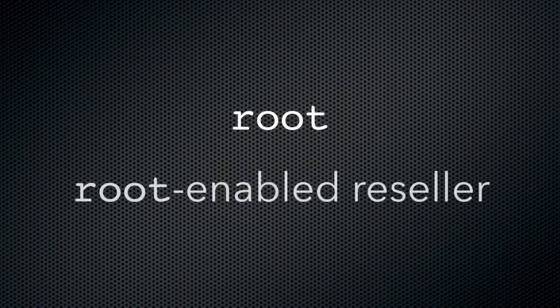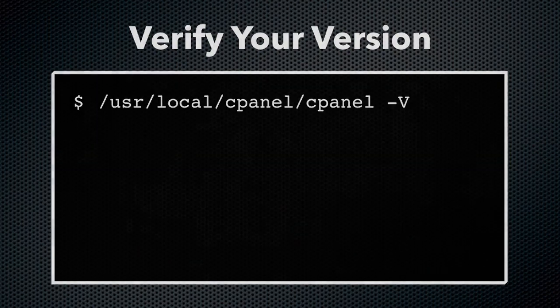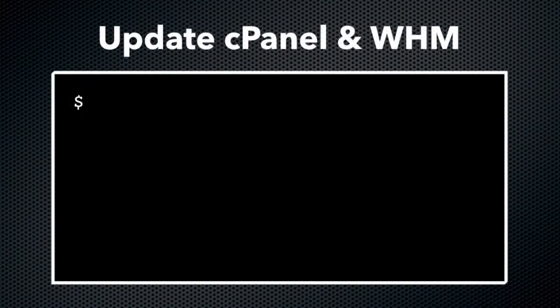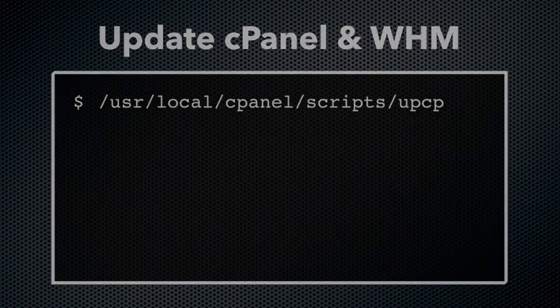To update your server on the command line, you're going to need to SSH in as the root user or as a root-enabled reseller. Before you run an update, you can run the /usr/local/cpanel/cpanel -V command to check your system's current cPanel and WHM version. To run the update itself, run the /usr/local/cpanel/scripts/upcp script. It's going to run a few other scripts while it runs too, to update various system software.